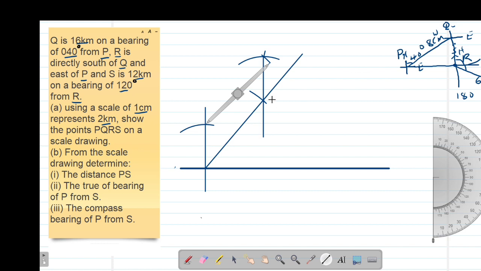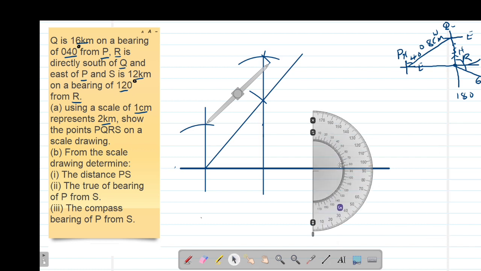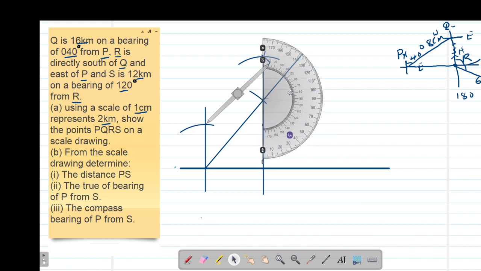So we need to elongate this line because this line is supposed to meet the point R on the lower side. So let me make it as long as possible. I need to ensure that it is very accurate if I want to get accurate results. Yeah, so this way it takes us to the point R. Then from point R, we need to measure. Remember, once you have the north, you can use your protractor this way. You simply put it at this point.